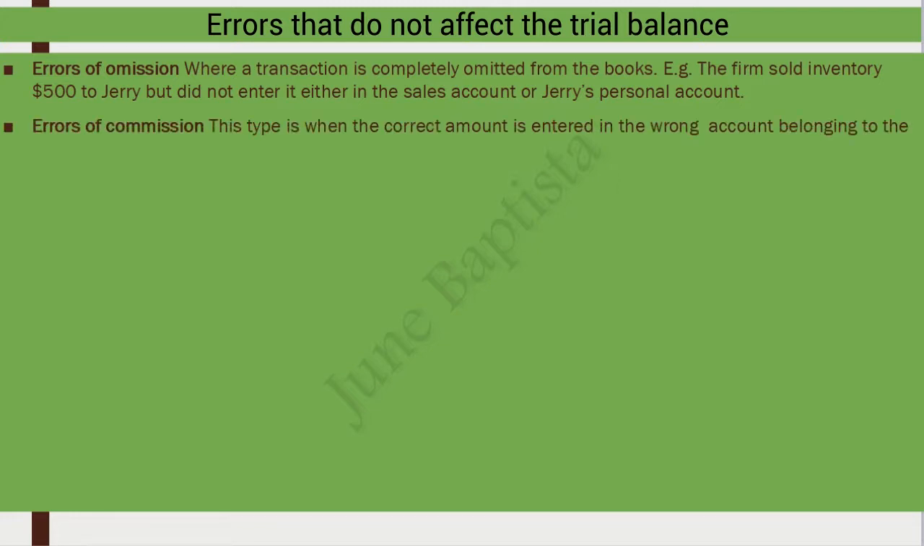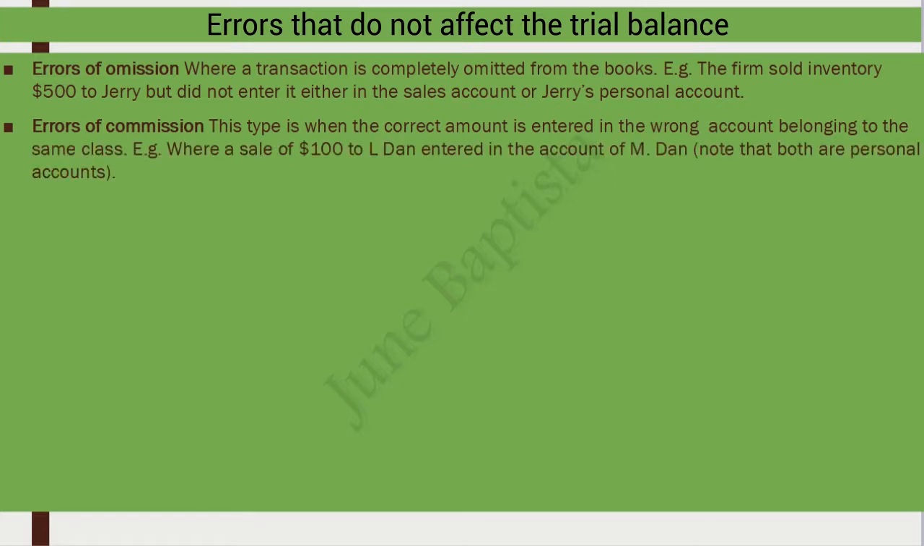Errors of commission. This type of error is made when the correct amount is entered, but in the wrong account belonging to the same class. For example, where a sale of $100 to L. Dan was entered in the account of M. Dan. Note, both are personal accounts and therefore belong to the same class of accounts.